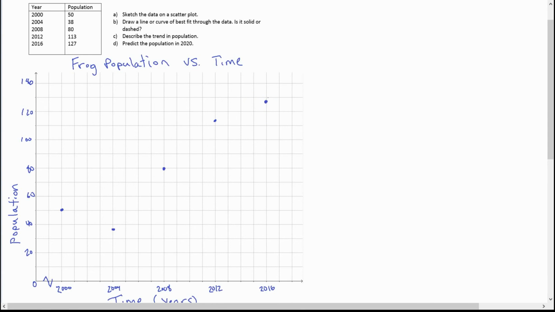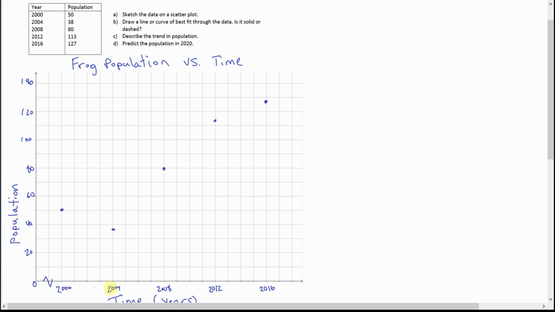Okay. Draw a line or curve of best fit through the data. Is it solid or dashed? Okay, so should this be a line? Is it linear? It looks like it has a curve to it. So let's do a curve of best fit. It's not going to be such a smooth curve because of the first piece of data, but after that it becomes more smooth. And should it be dashed or solid?